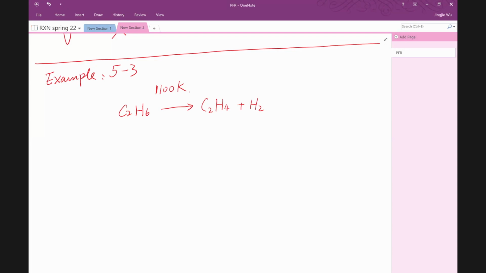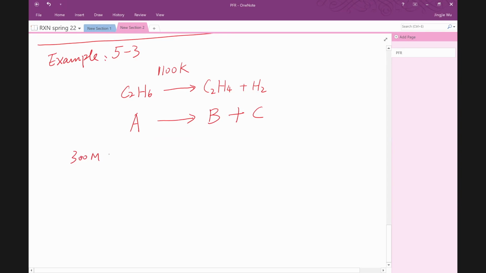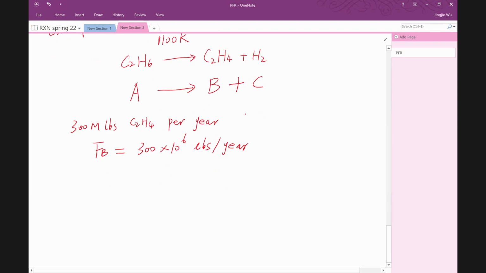So we can use symbols to express this. Now this reaction happens at 1,100 K, okay? So it asks you to produce 3 million tons of ethylene a year. Actually, that word looks like FB. We know the FB, right? 300 million. We can calculate the molar flow rate for B.